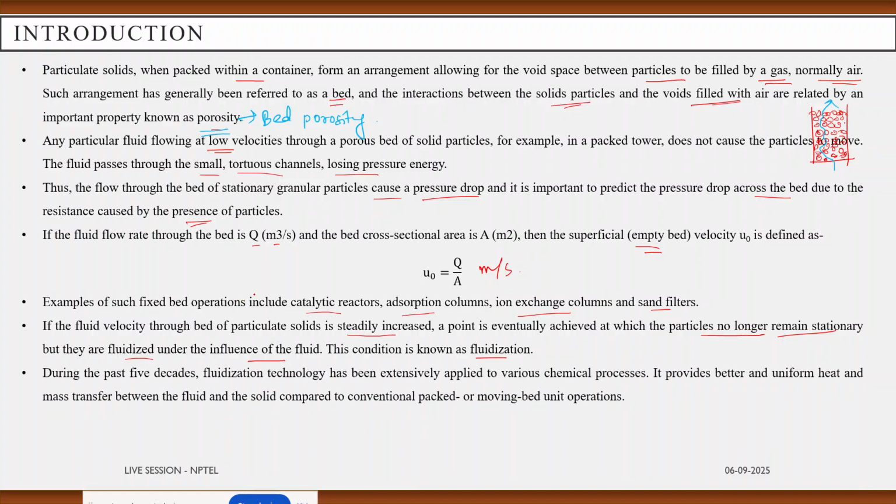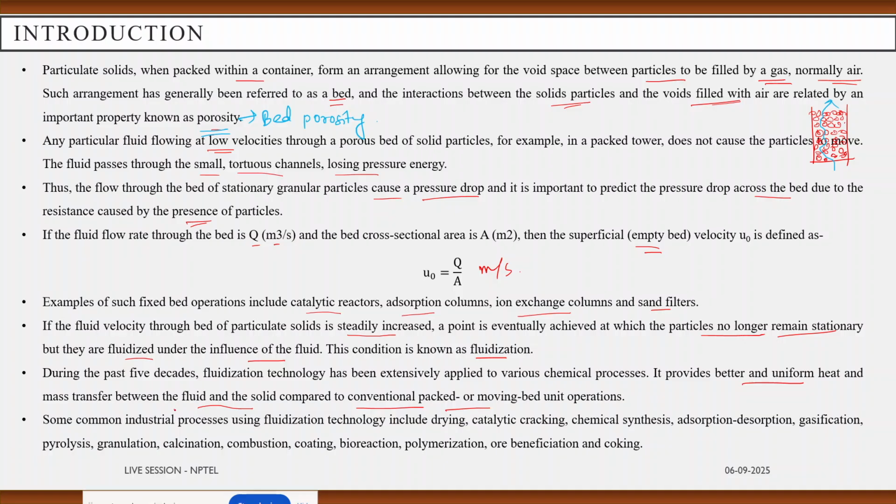During the past 5 decades, fluidization technology has been extensively applied to various chemical processes. It provides better and uniform heat and mass transfer between the fluid and the solid compared to conventional packed bed or moving bed unit operations. So in today's class, we will be discussing the packed bed conditions initially, and then gradually move towards the fluidized bed concept.